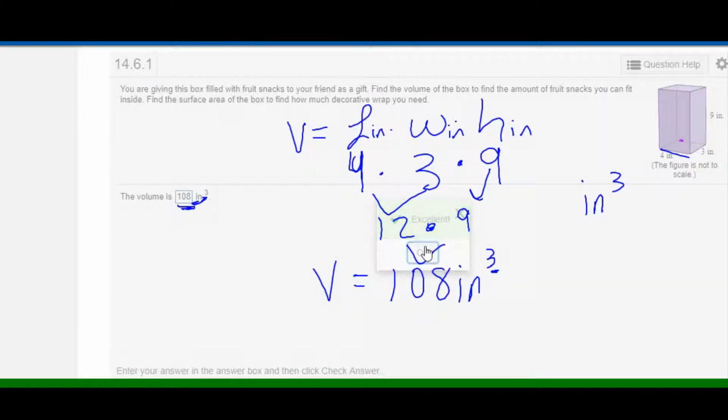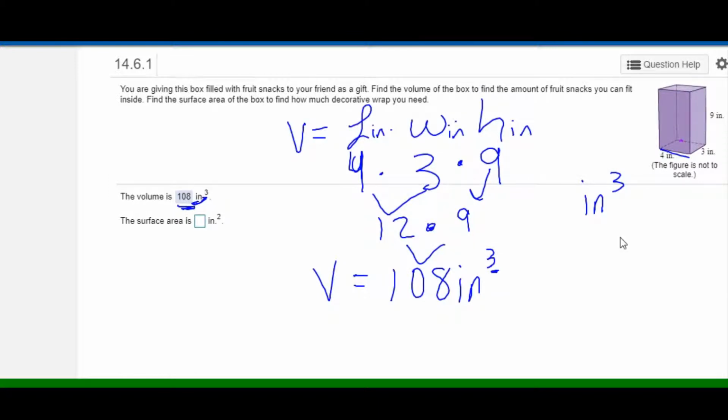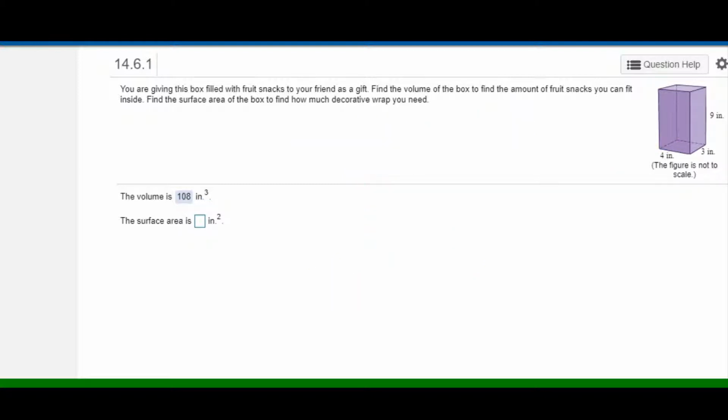And then I need to see the surface area. So now I want to find the surface area. So surface area is the area of the surfaces. So I'm going to first draw a net. So my base, I'm going to outline the base. The dimensions of my base is 4 by 3. So I know the base is going to have an area of 12. And if the bottom base and the top base have the exact same dimensions, the top base is going to have the same exact area.